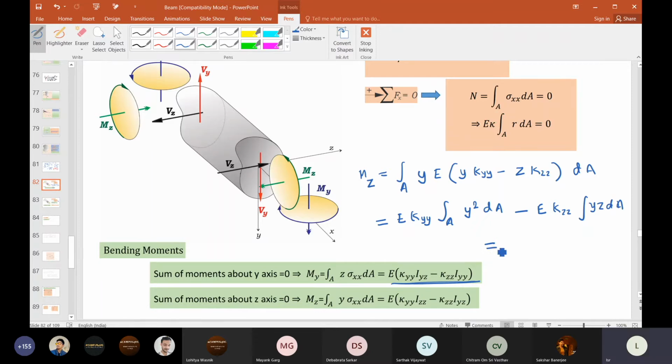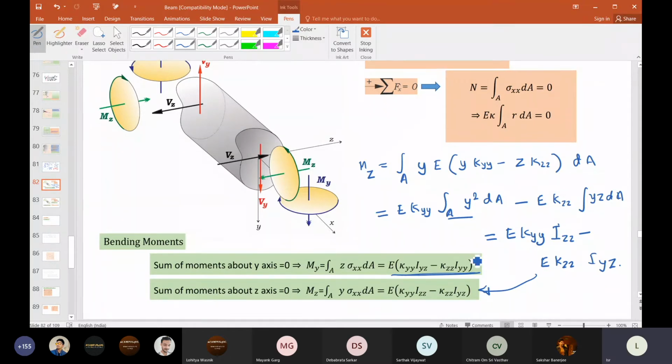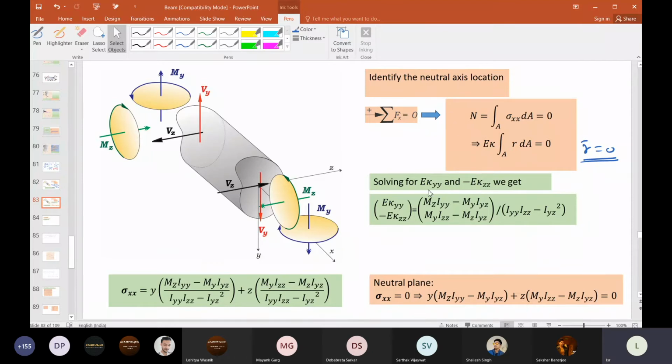Then this will be E kappa yy, and y square by definition is Izz, minus E kappa zz into Iyz. There are two or three steps that have been removed, and that's why it looks odd actually. So now what they have done is solving for E kappa yy and E kappa zz.